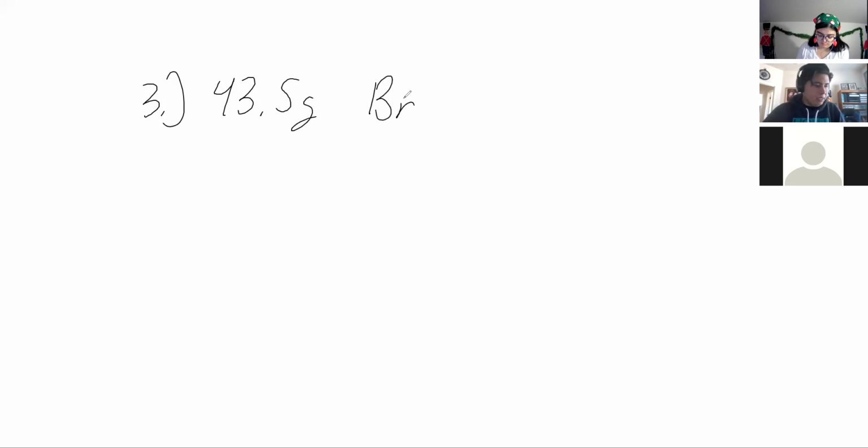Going on to number 3, my bad, which is about SI units and how to convert them. We're given 43.5 grams of bromine, and it asks us for the volume. We don't have a scale for that, but we do know the density. The density for bromine is equal to 3.1028 grams per milliliter.